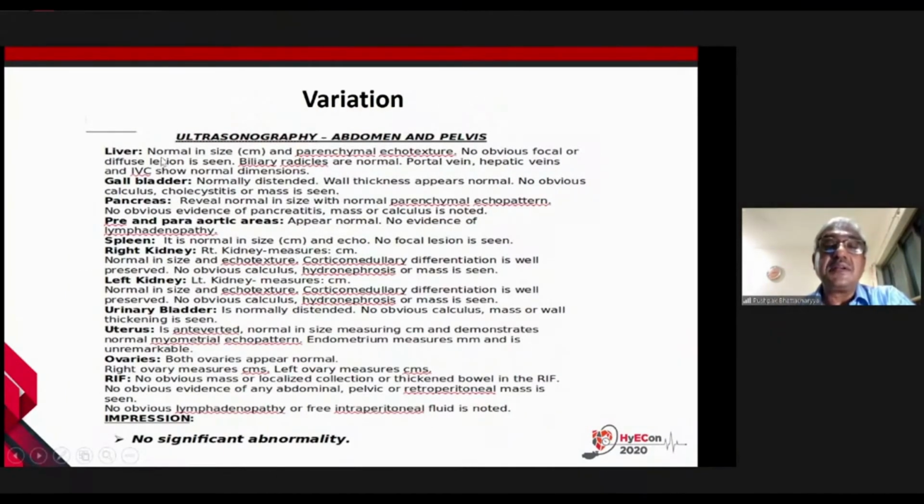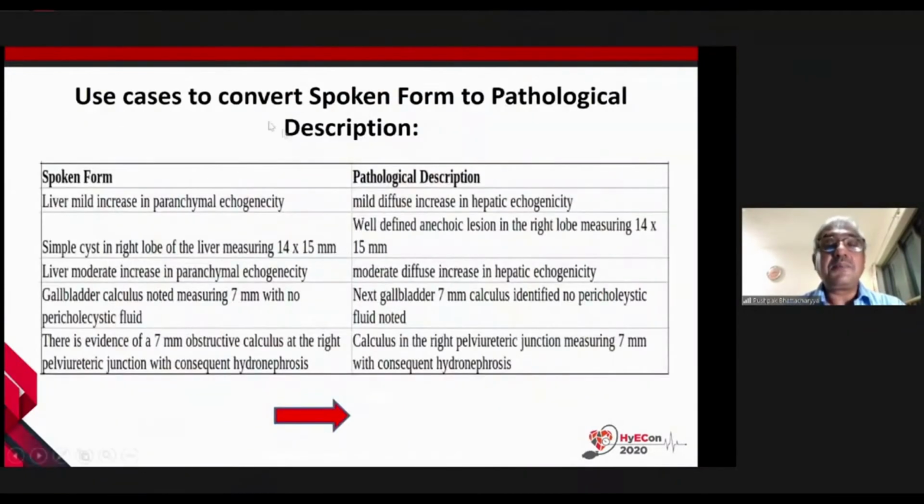You can see, liver normal in size and parenchymal echotexture, no obvious focal or diffuse lesion is seen. So it is the same thing said in a different way. So this is how language operates. We say the same thing in many different ways, depending on the situation, making the communication more interesting and more varied. Now, the problem really is to convert the spoken form into pathological description.